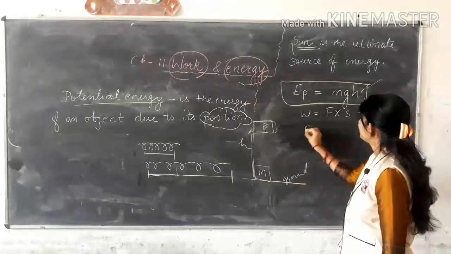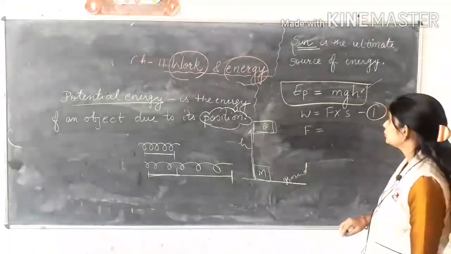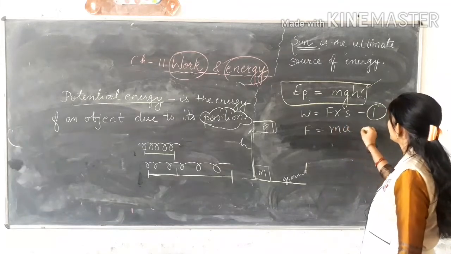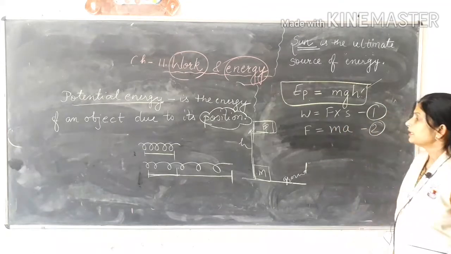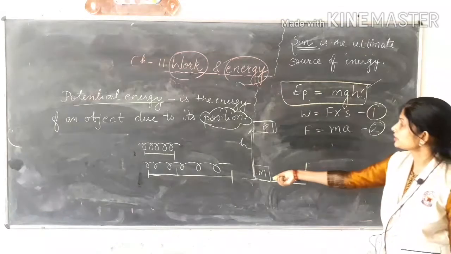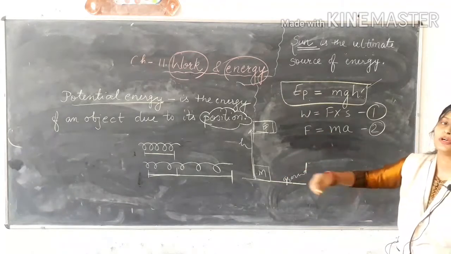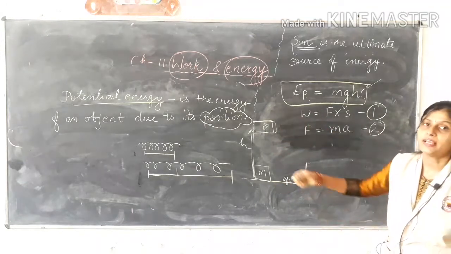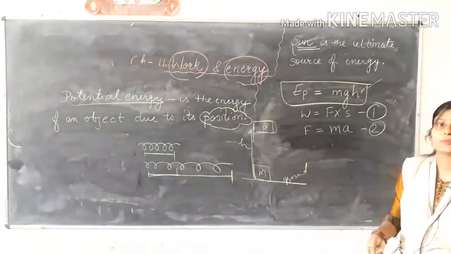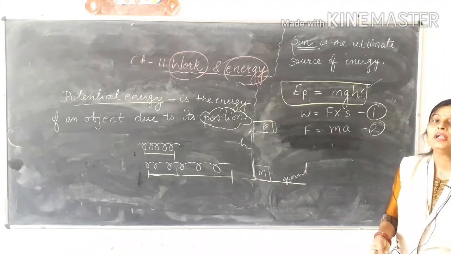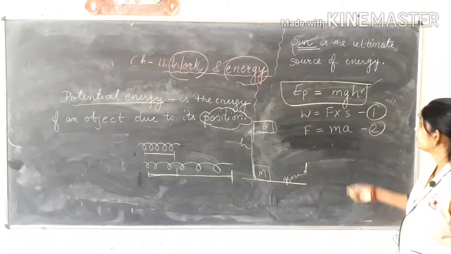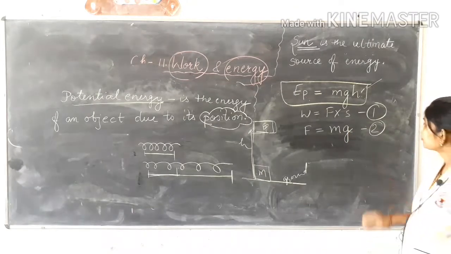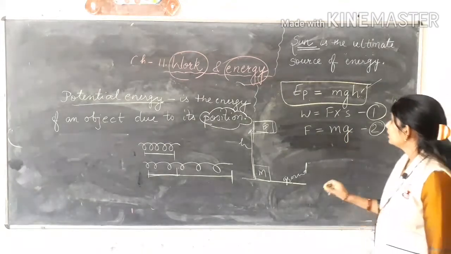Now F means force. You know what is the formula of force? F equals m into a. Second step. Here acceleration is produced due to gravity because this object is raised to a certain height. So it experiences an acceleration due to gravity, small g. So in place of a, we will write g. So F is equal to mg.